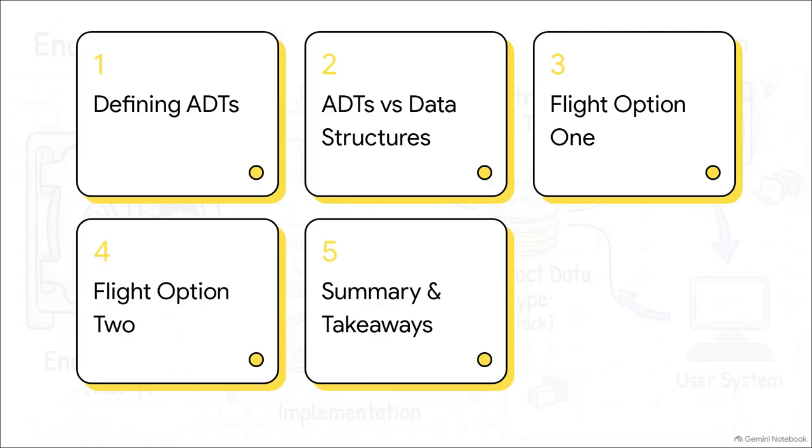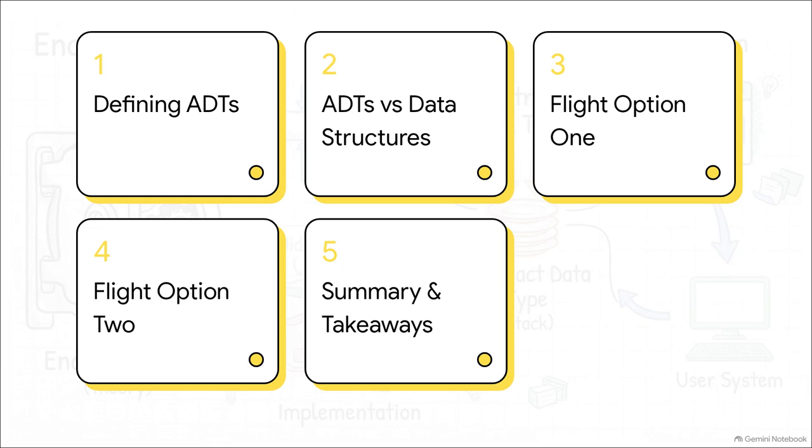Here's our game plan for today. First, we'll be defining abstract data types, then comparing ADTs versus data structures. After that, we'll look at a flight reservation system, starting with option 1 and then looking at a much better option 2. Finally, we'll wrap up with a summary and your key takeaways.